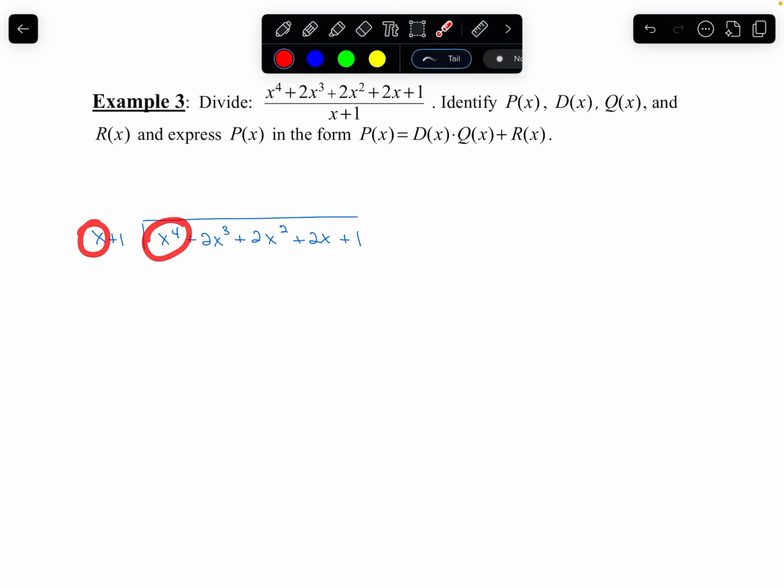To make x, what would I multiply x by to get to x to the fourth? Well, that's x cubed. So we're going to take x cubed, multiply it to x, and then to 1. So that means I'm going to get x to the fourth plus x cubed. And each time I subtract so that I can cancel. The whole point is so that it cancels the first term, so that I'm left with x cubed. Then I bring down the next term.